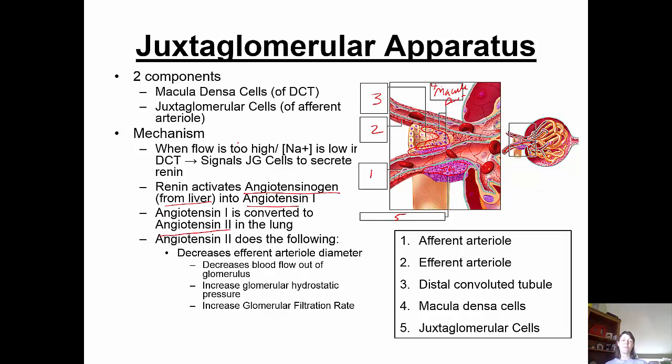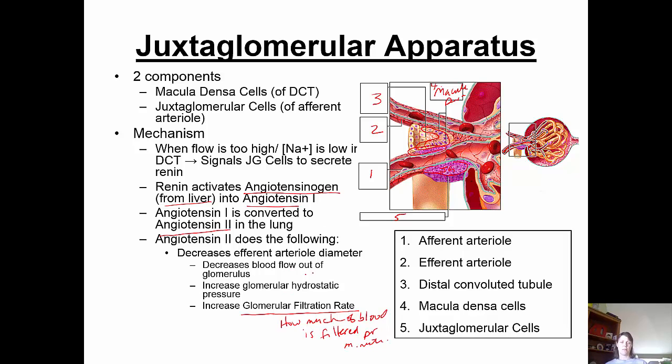Then angiotensin 2 comes back to the kidney, and it's going to go to the efferent arteriole, and it is going to constrict it. And when it constricts it, it's going to increase the amount of filtration here. And when the filtration is increased here, it's going to actually increase what we call the glomerular filtration rate. This is how much of the blood is filtered per minute.